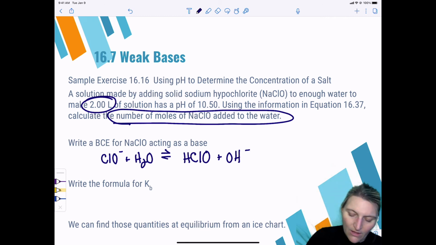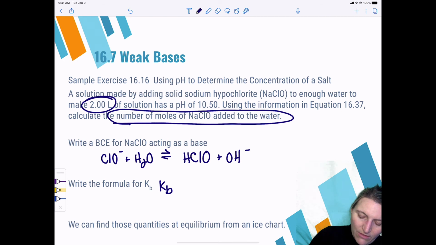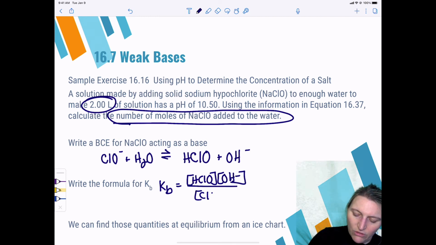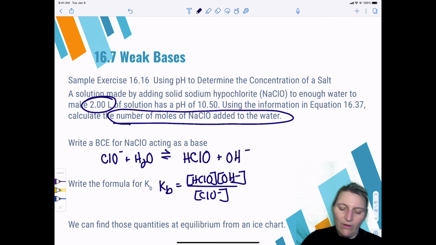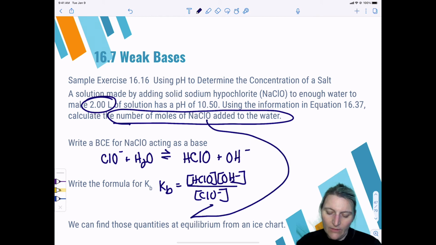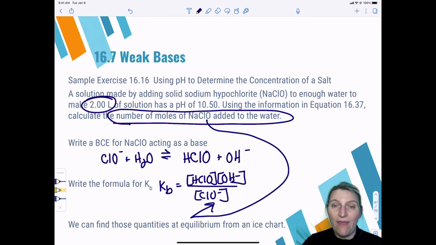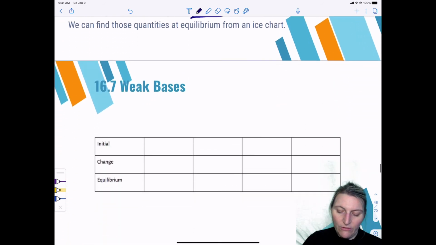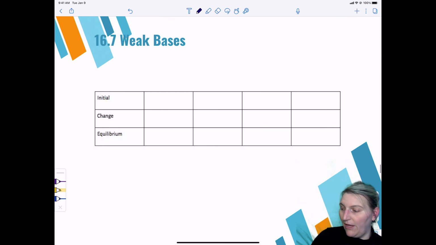cancel out there. And of course, we know that the Kb would be the concentration of the HClO times the concentration of the OH minus over the concentration of the ClO negative. Now, in order to find the number of moles of NaClO added to the water, I want to solve for that. I want to solve for the denominator in this. And that means I am going to need to have all the other numbers, and I'm going to figure that out using an ICE chart.